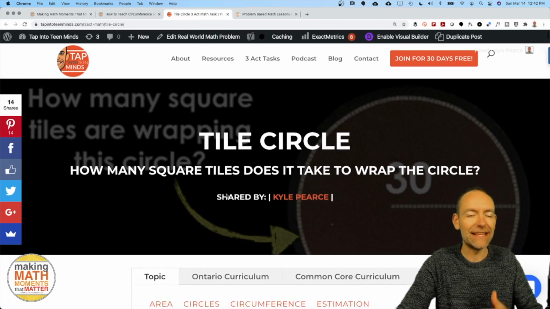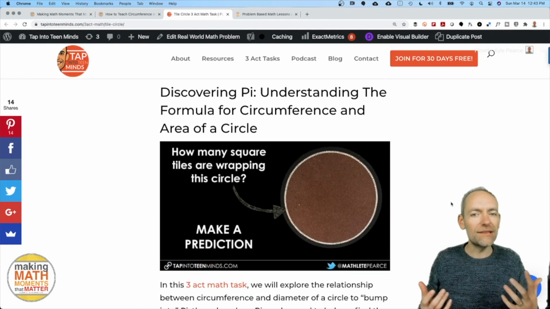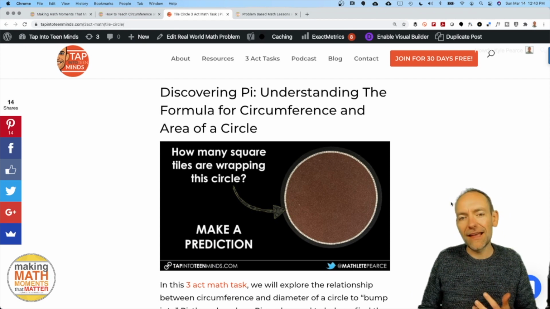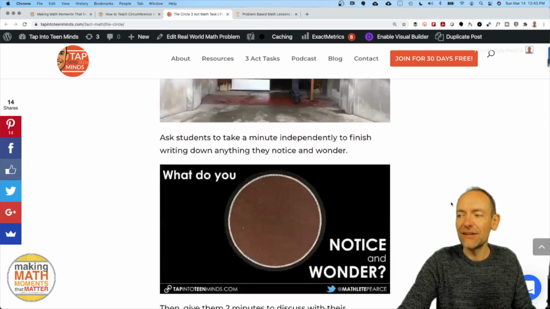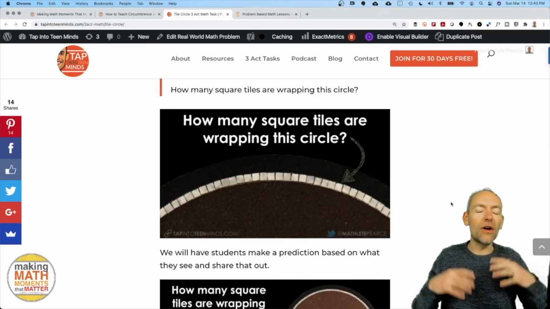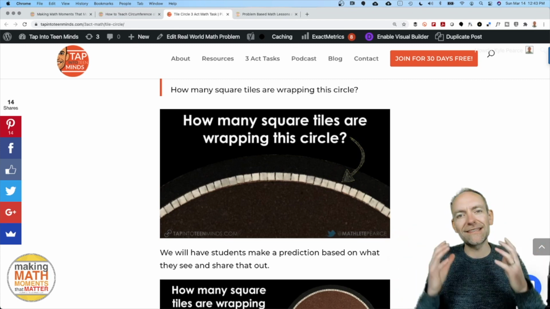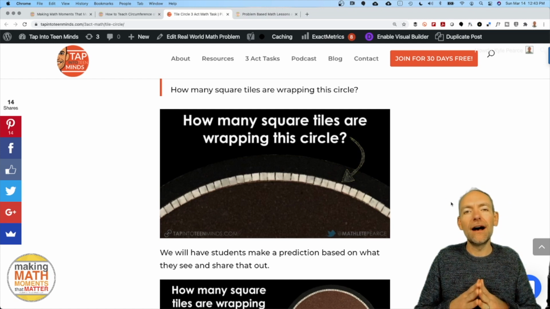It looks just like this. We give you a prompt where basically students notice and wonder, and then we ask them about how many square tiles do they think it takes to wrap this circle. And we let them estimate. We do all kinds of great things to emerge this idea of pi. We dove into that. We did a classroom sneak peek with that particular portion of the lesson.